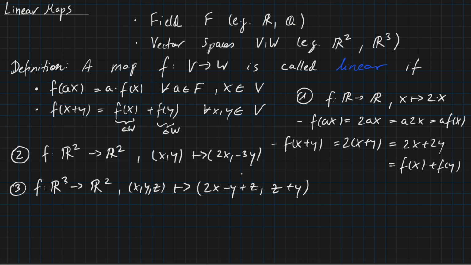So, and all of these 3 functions have something in common. We are not allowed to have products of the variables inside. Yes, for example, we don't have x times y or x times z. We are also not allowed to have x squared.